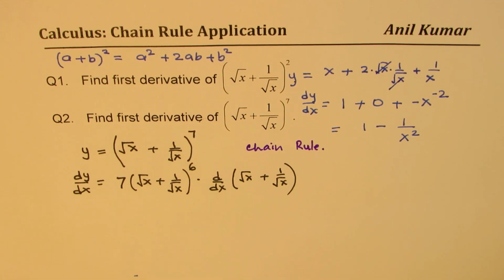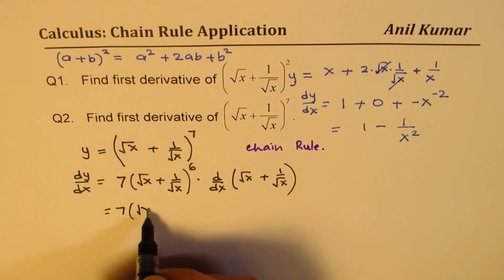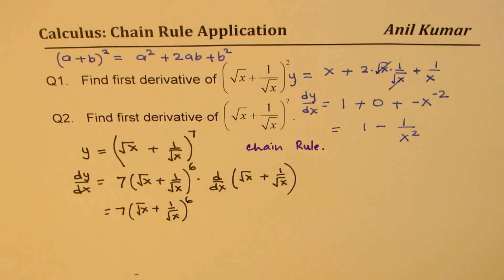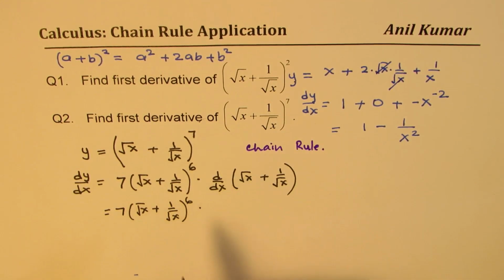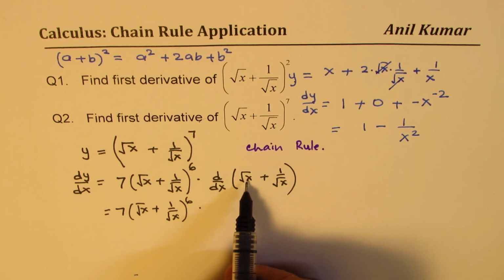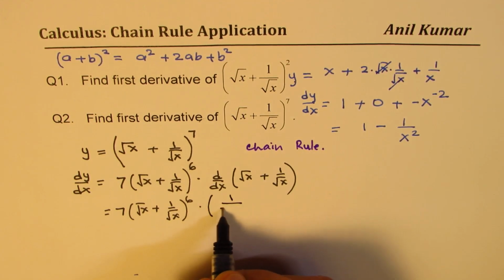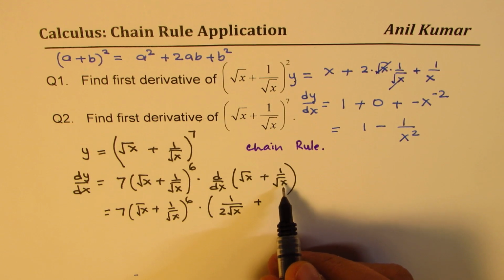Now we'll go one more step and say the derivative is 7 times (square root of x plus 1 over square root of x) to the power of 6, and the derivative here is the derivative of each one of them. So this is x to the power of half, so when you take this derivative you get 1 over 2 square root x, correct? And in this case it is x to the power of minus half.